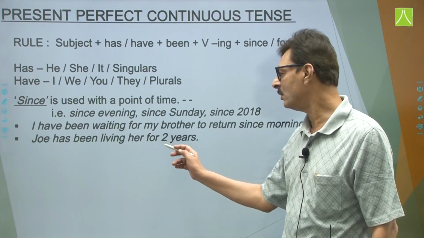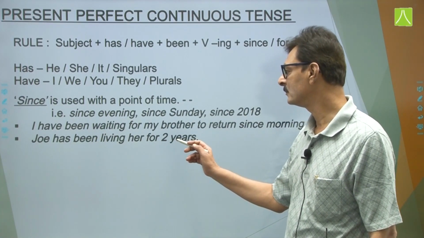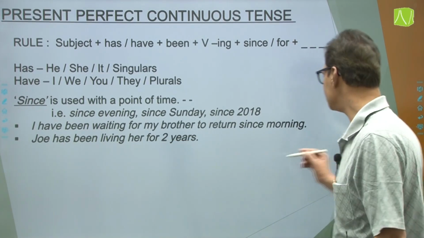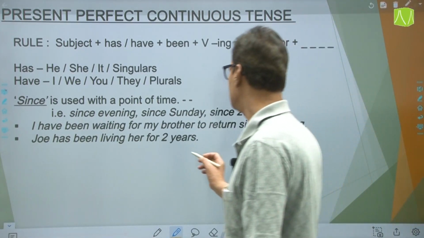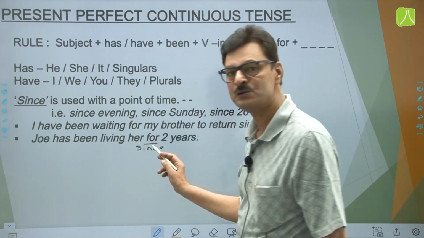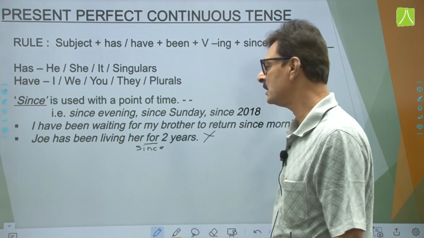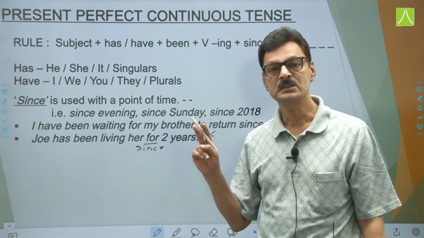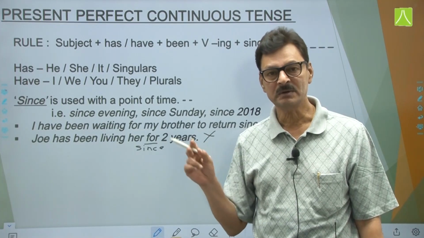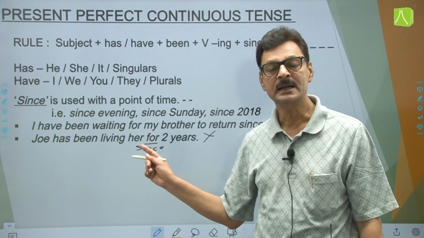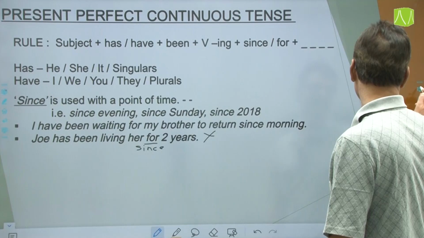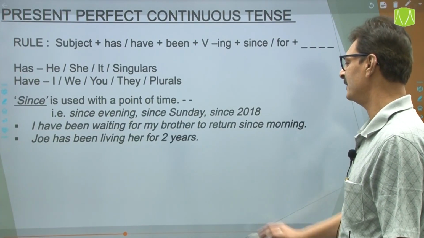Joe has been living here for 2 years. Since आना चाहिए या for आना चाहिए? Yes friends, what should be reflected over here? For 2 years or since 2 years? If you feel since 2 years आना चाहिए, then your answer is incorrect, because 2 years is not a point of time. 2 साल, लेकिन 2 साल कब से? That is not specified. So for is correct over here. Since becomes the incorrect usage. तो ये sentence आपका ये गलत हो जाता है यहाँ पे.